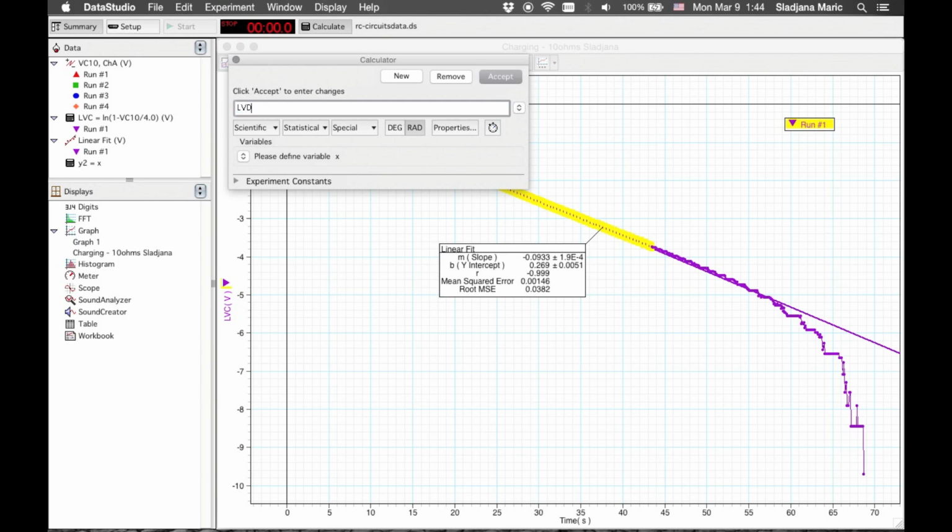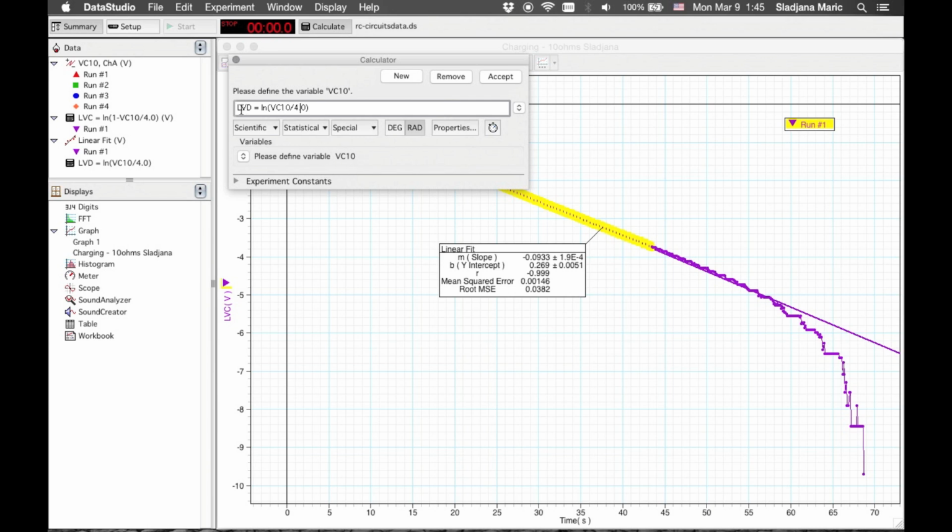So this LVD here represents a ln. It is equal to ln, open parenthesis, VC10 divided by V0, and V0 is 4.0 volts. Click on accept, and now here it says please define variable VC10.